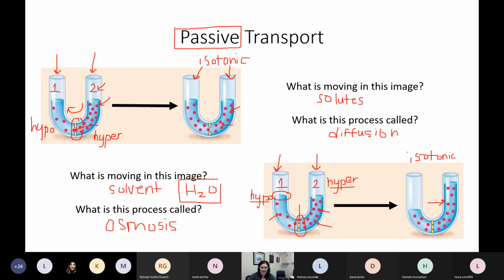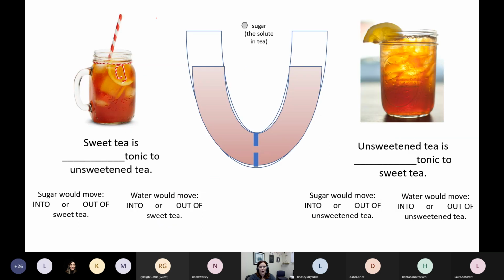So I like that. Let's take what we've just talked about here with these random U-tubes, and let's do our own U-tube experiment here. Our U-tube experiment ties into what we mentioned before, sweet tea and unsweetened tea. So we could do a chemistry experiment together in class, and we would take that U-tube, we'd put a membrane in the middle of it, and we would pour sweet tea on one side. So we got our sweet tea over here, and we could pour unsweetened tea over here.